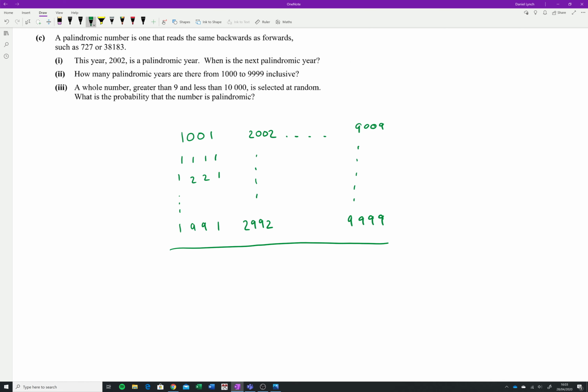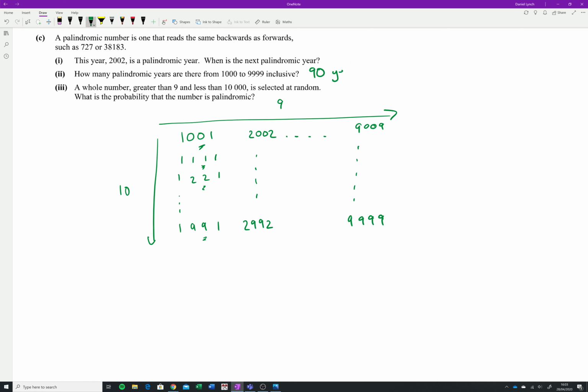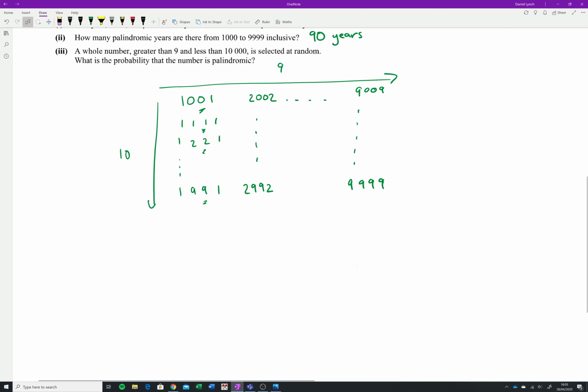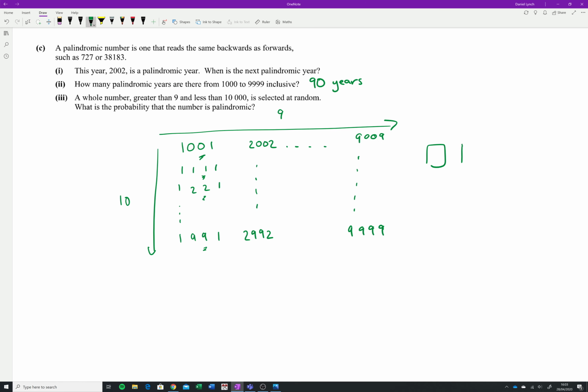Each column has, be careful, 10 things. There are 10 things going down the way. It goes from 0 to 9, 0, 1, 2, etc., all the way to 9. Going across the way there are just 9 things because it's going 1, 2, 3, all the way up to 9. So there are 90 years in between those two things there. If you want to, you can think of this as a box method. Might be a good way to think of it. How many numbers can fit inside there? There are 9 numbers that can fit in there.